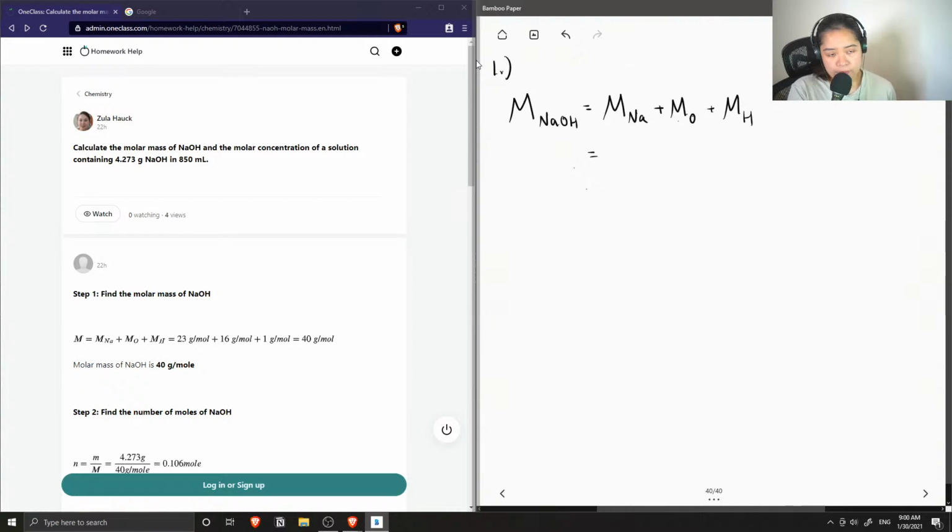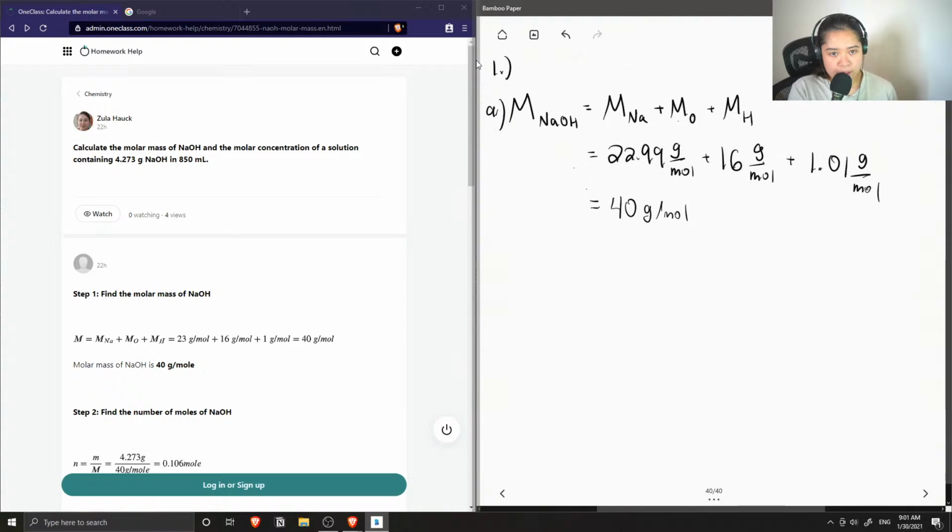So the molar mass of sodium is 22.99 grams per mole. The molar mass of oxygen is around 16 grams per mole. And the molar mass of hydrogen, 1.01 grams per mole. So if we add all these values up, we get around 40 grams per mole.